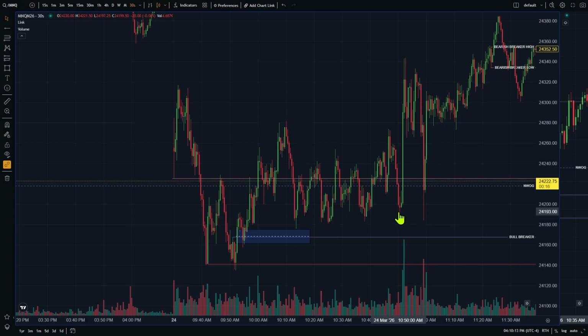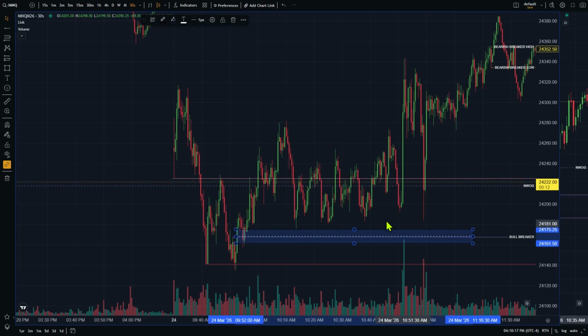And we took out this low. Still respecting the breaker, still respecting the fair value gap here. And so we're still good. This is still a good valid breaker.